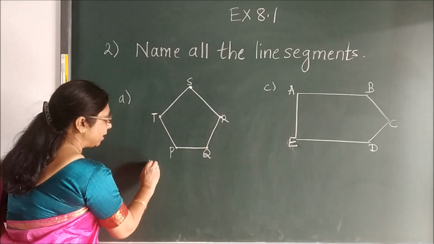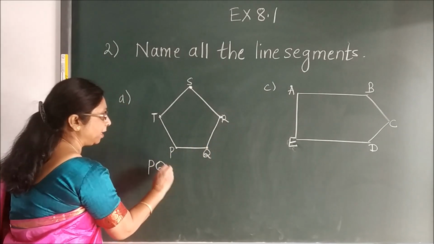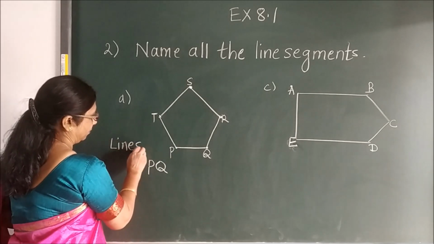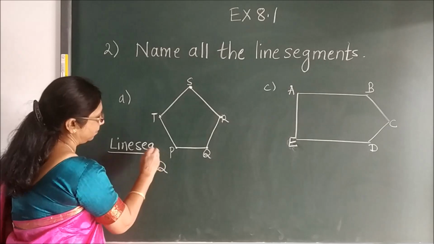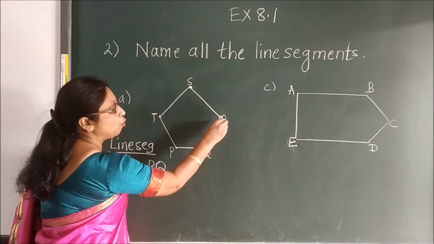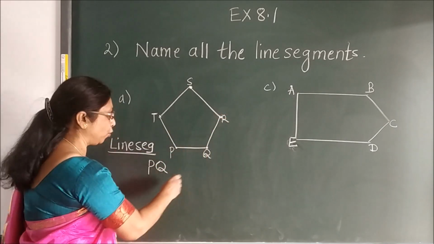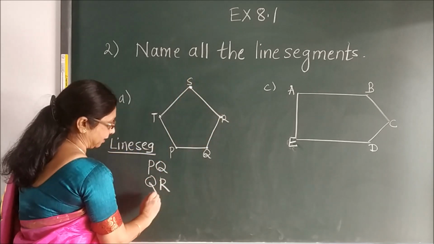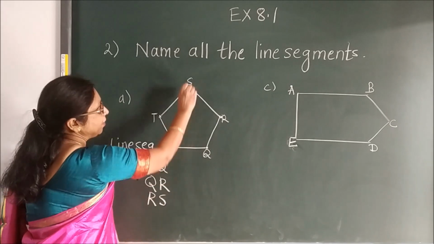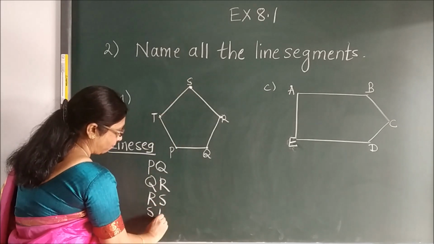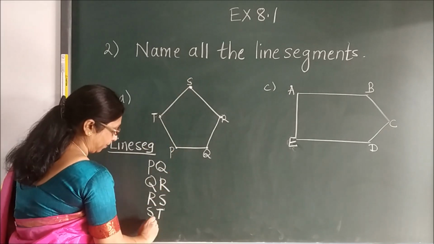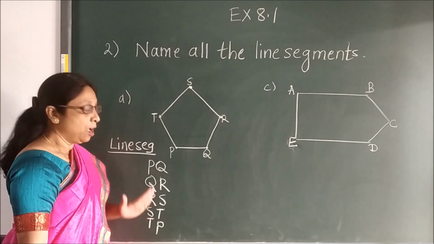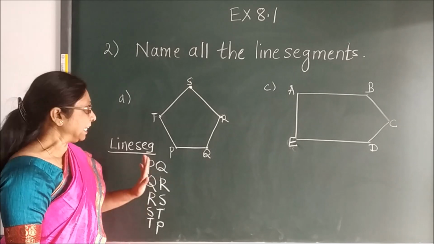So the first line segment is PQ. Okay, this is the line segment. Now, next is QR. From where you stop, you can write it. QR. Then RS. Then we have ST. And then we have TP. So, in this way, you can write the line segments.